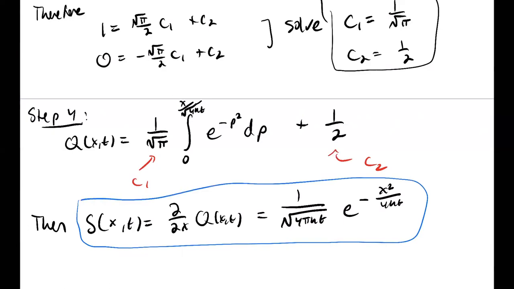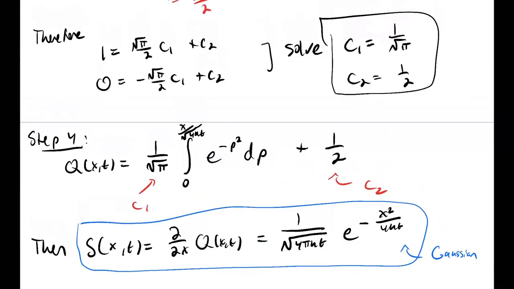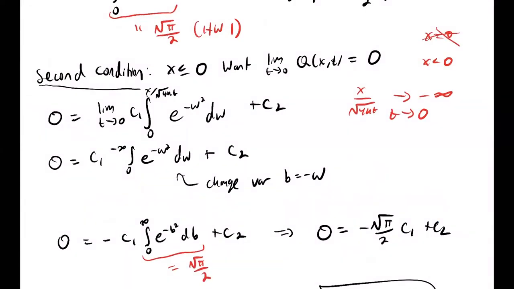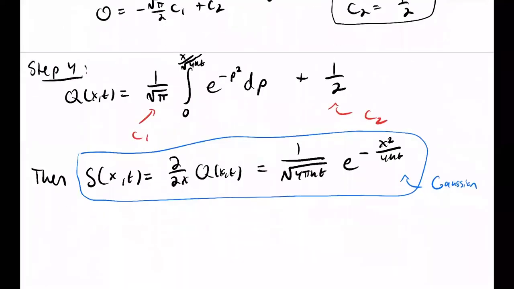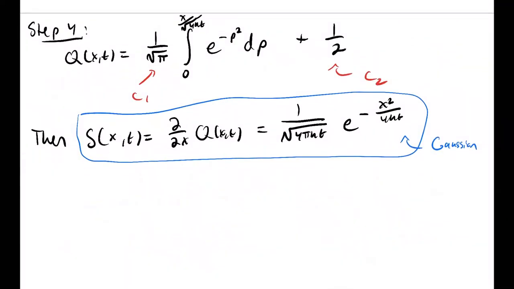This is what's called a Gaussian. The reason that the integral from homework 1 that we saw up here is called the Gaussian integral is because this function that you're integrating is called a Gaussian, named after the mathematician Gauss. Okay, and so what have we done? Well, we've proved the following theorem.